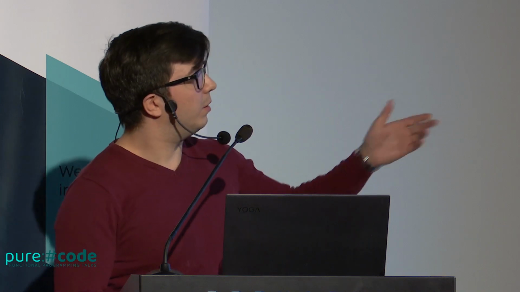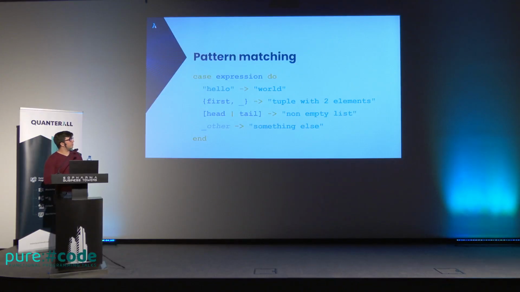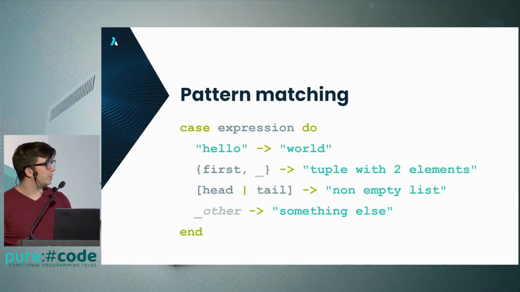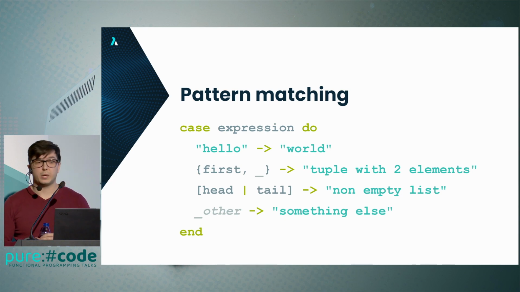Here we have a bunch of patterns. First, we pattern match on the exact string hello. On the second pattern, we have a 2-element size tuple. On the third pattern match, we have the similar thing we have seen already, head and tail, where head matches the first element of the list, and tail holds the rest of the elements. It's a really easy way to verify that we have a non-empty list, because an empty list cannot have a head, right? It doesn't have any elements.